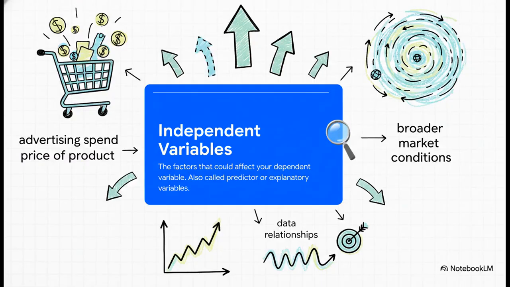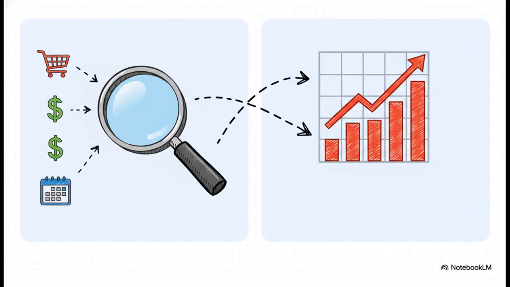And then you have your independent variables. These are all the factors you think might be influencing that outcome. These are your suspects, right? The potential causes. We're talking about things like how much you spent on ads, the price of your product, or even what the economy's doing. So here's the crucial point. Regression analysis looks at what happens to your dependent variable when the independent ones change. It's all about connecting the dots between those potential causes and the final effect.